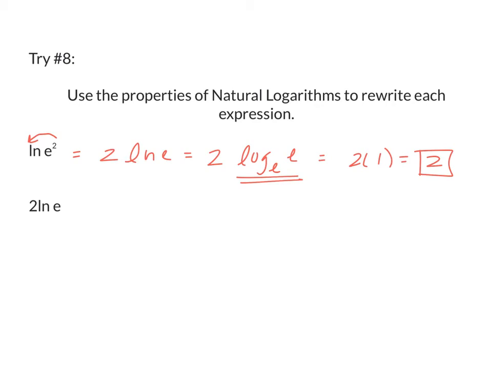And then the last one, 2 ln of e, well, it's actually the same thing, right? Because it's essentially this step forward, right? So the answer is 2. So though they look different in the beginning, they are actually the same answer.